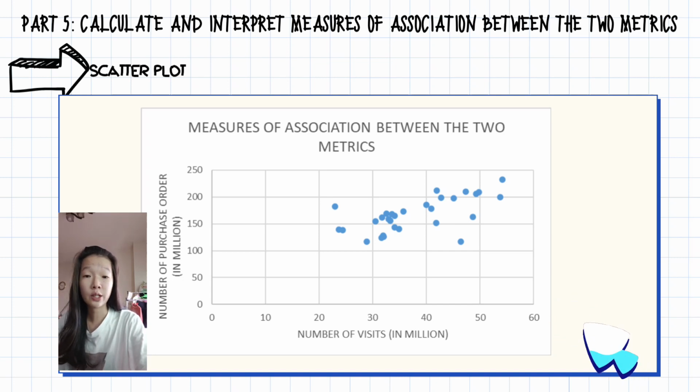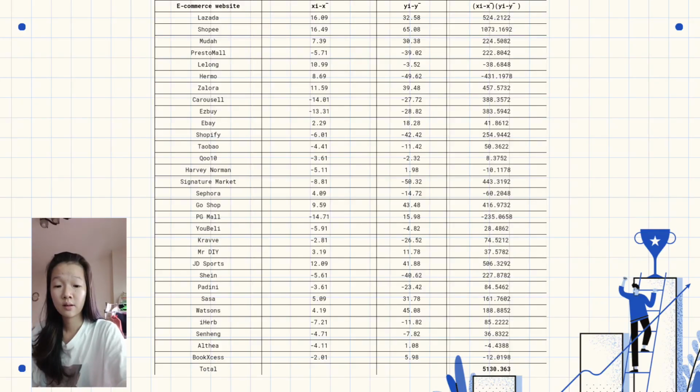The question of part 5 is to calculate and interpret the association between the two metrics. First, I will show the scatter plot to visualize the relationship between traffic and purchase orders. The scatter plot will reveal any patterns or trends in how the two metrics are associated. Next, the table will show the data that have been calculated.